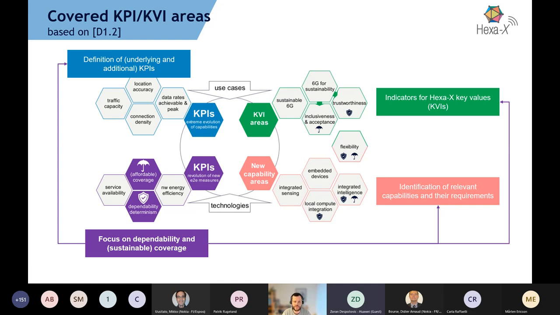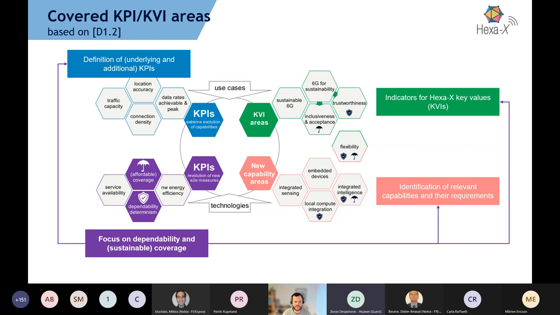And we also looked into what KPIs could actually serve as indicators towards the key values that are being studied in Hexa-X. So in our case, trustworthiness could be a value that is also affected by the dependability, and inclusiveness and acceptance is a value that is also affected by the sustainable coverage KPIs. We also consider specific capabilities of the 6G system, for example, the integration of compute or intelligence, as other work packages do, and also the aspect of flexibility and how those capabilities can later on help in achieving affordable coverage or sustainable coverage and dependability.